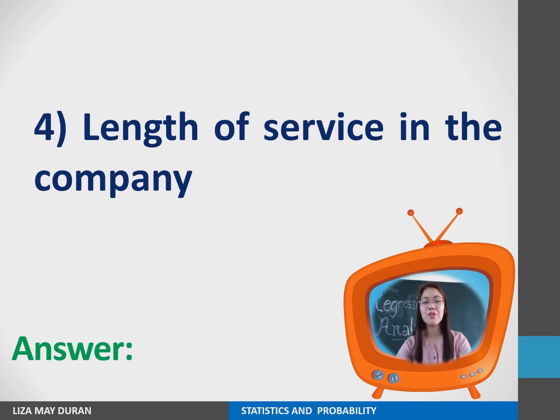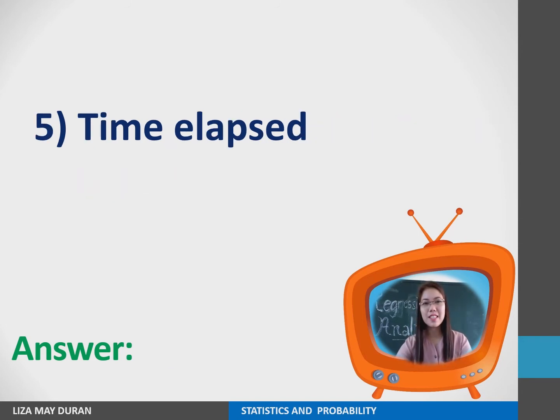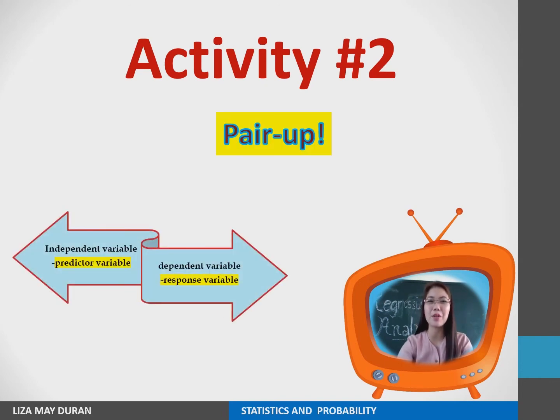So let's go for number 4, the length of service in the company. It talks about time, correct? So the answer is continuous random variable. You are correct. For the last item, time elapsed. The answer is continuous random variable. Alright, congratulations everyone for doing great on our first stop.